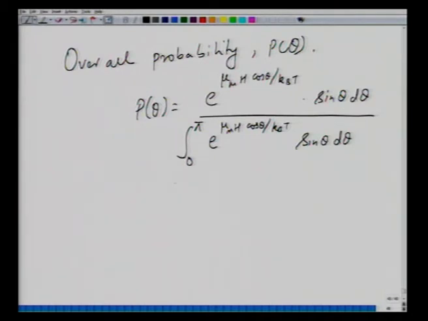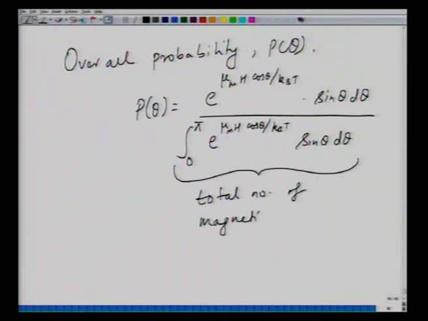So this is the overall probability, and this denominator is essentially the total number of magnetic moments. So now what we have worked out is the overall probability for an atomic moment making an angle between theta and theta plus d theta. For each atom you have a contribution which is mu m cos theta. So if you have n number of atoms, you can find out the total magnetization.